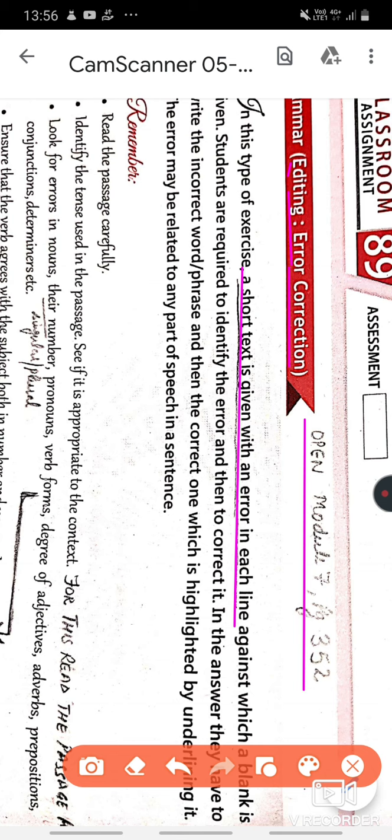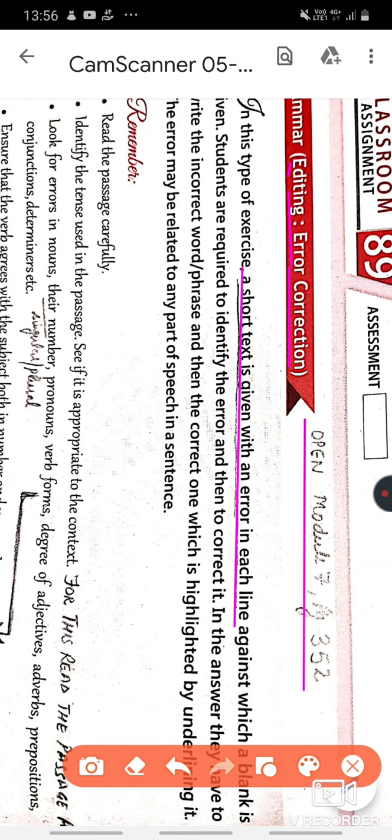In order to solve this question, you must be familiar with all parts of speech. Parts of speech refers to nouns, pronouns, adjectives, adverbs, etc. These topics you have been doing from classes 1 to 5.